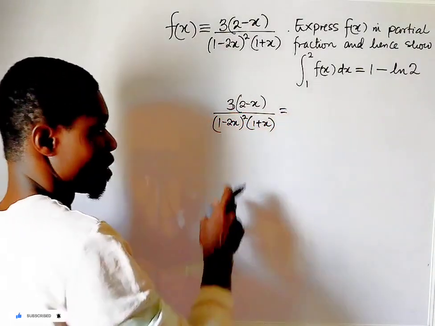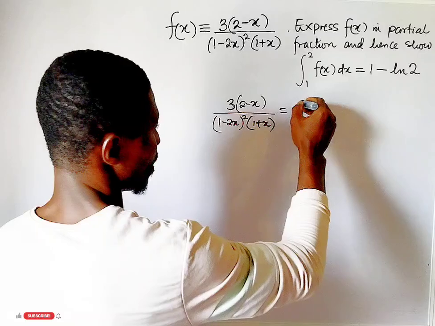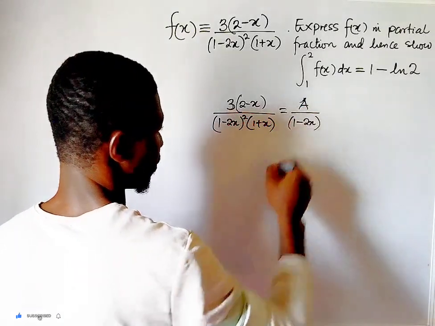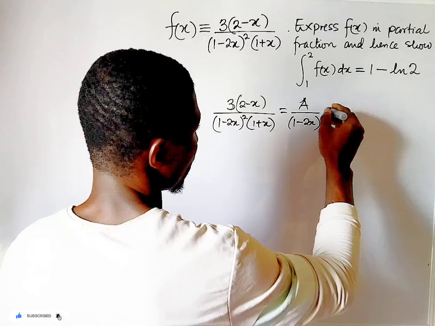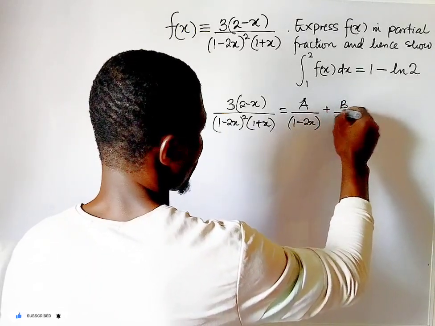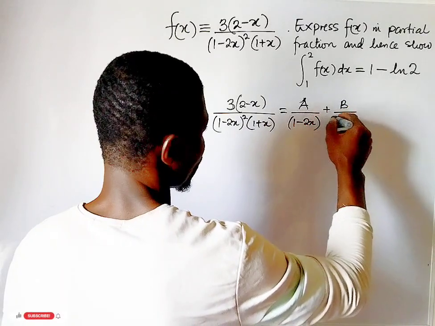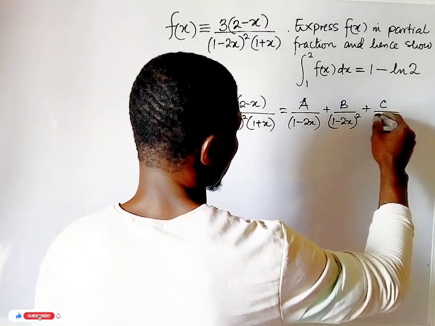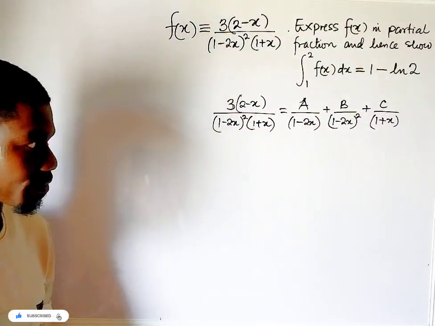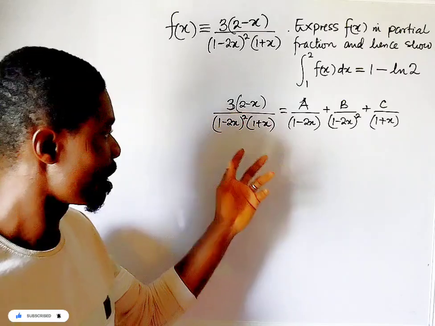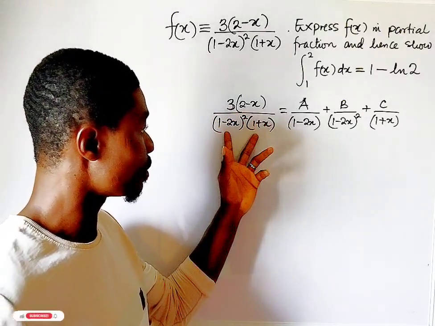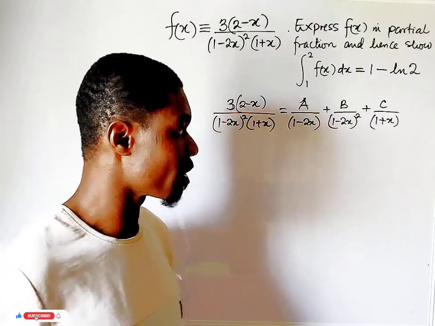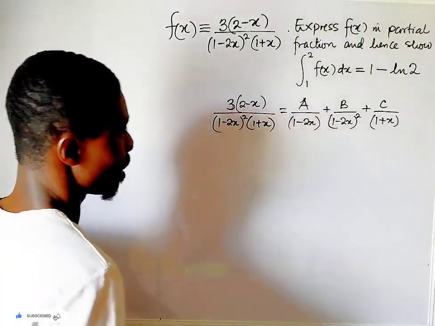So for a repeated factor, here is the principle. Here we have a, all over 1 minus 2x, plus b over 1 minus 2x all raised to the power of 2, then plus c over 1 plus x, okay? All right. So now take note that the factors in the denominator are equal to the factors on the right hand side, okay?